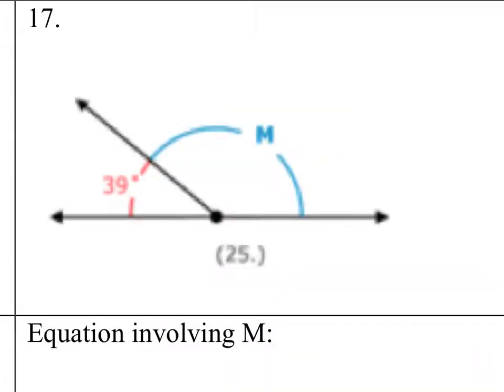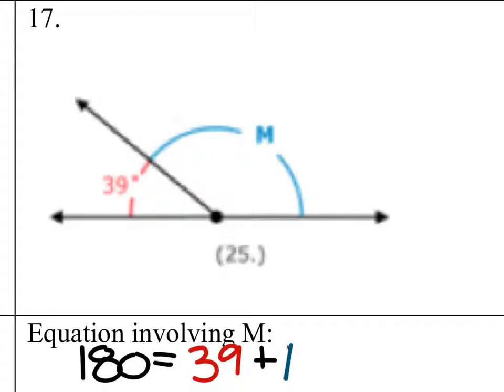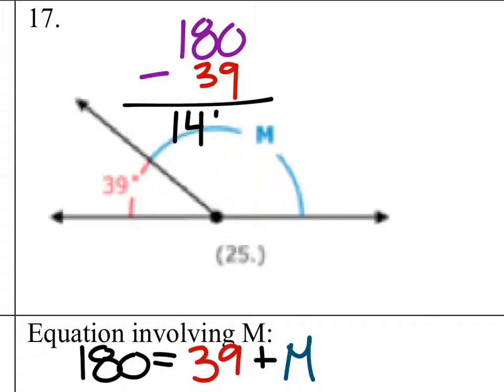These two are supplementary, so they should add up to 180. So the equation will be 180 should equal the two angles added together, 39 degrees plus that big angle m. So to find that measure, we're going to take 180 and subtract the 39, and we get 141 degrees.